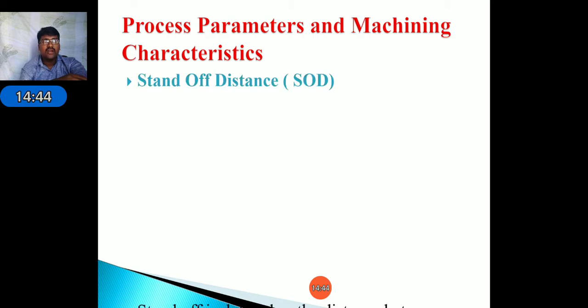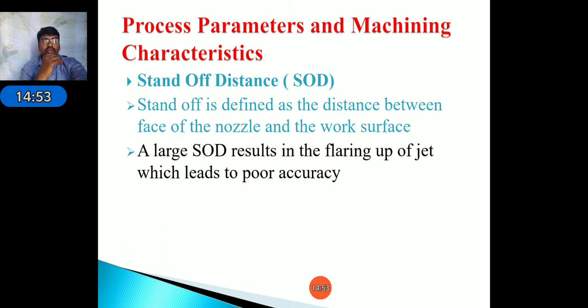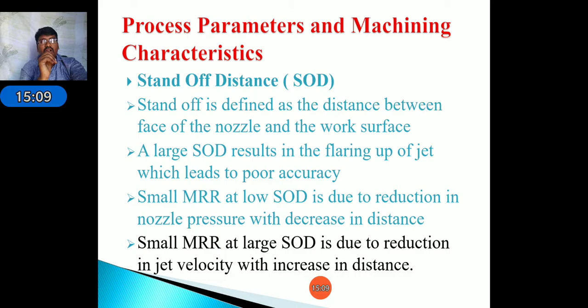Next, standoff distance. The standoff distance is defined as the distance between the nozzle end tip and the work surface. If you use a large SOD, the material removal rate is low. If you use a small SOD, the MRR is also low due to the reduction in nozzle pressure with decrease in distance. With a large SOD, the MRR is low due to the decrease in jet velocity with increase of distance.